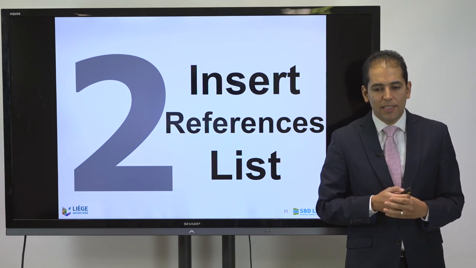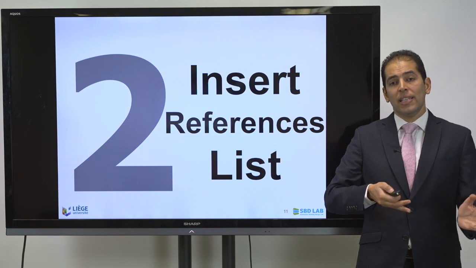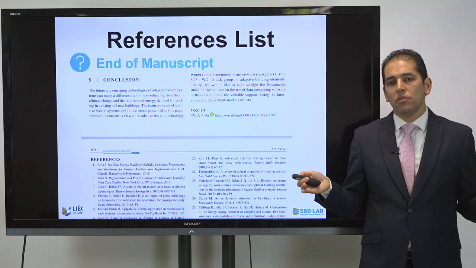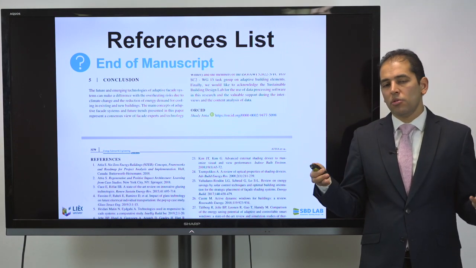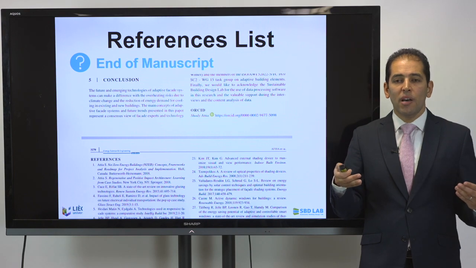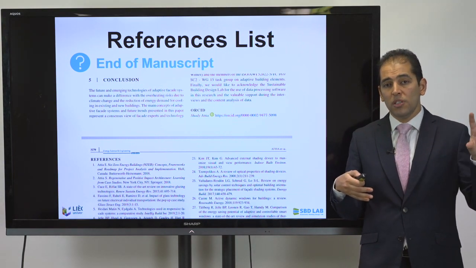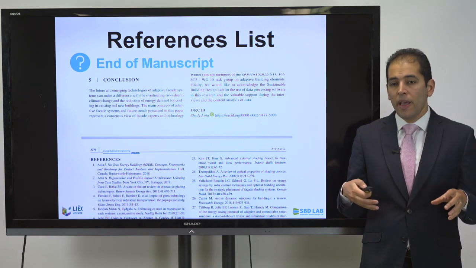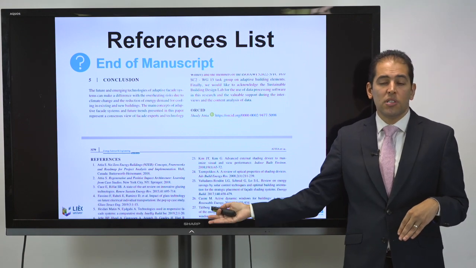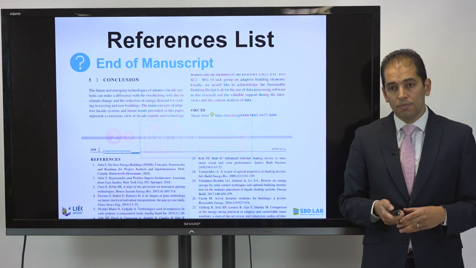Now let's move to the second section of today's presentation, which is how to insert a reference list at the end of my manuscript. As you can see, any manuscript, whether an article, report, dissertation, or thesis, needs to have a list of references at the end that groups all the citations that we made in the text. And this is how it will look. We'll have a section called references, and then we'll find the references either numbered or alphabetically or chronologically listed.